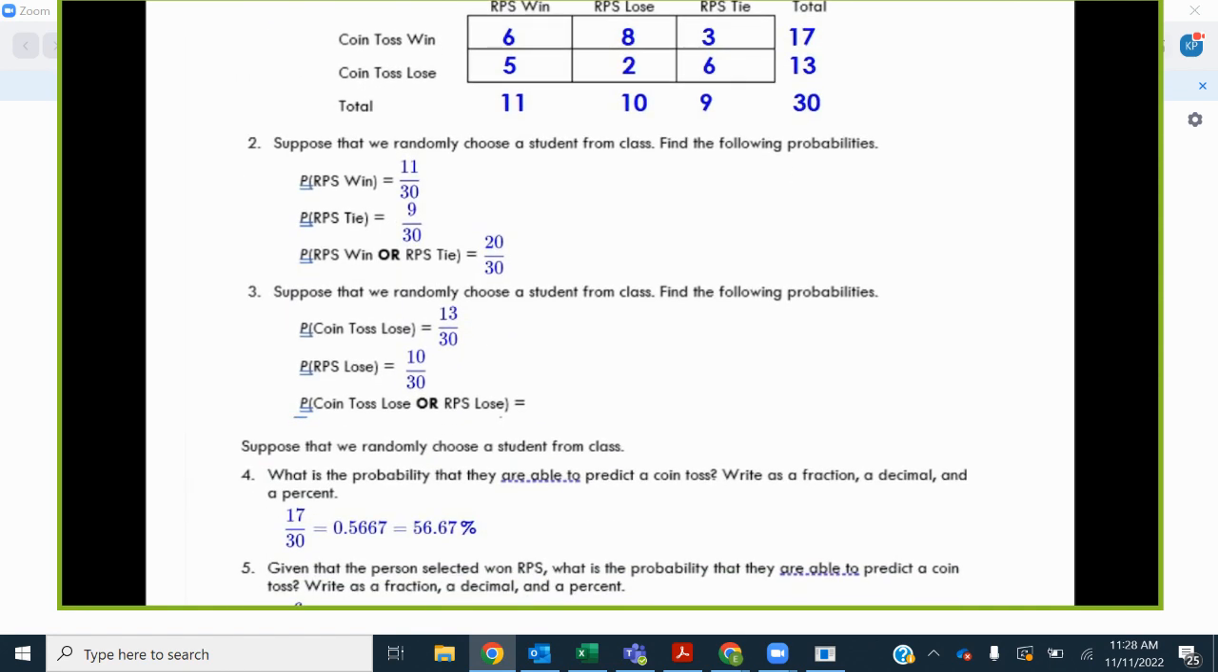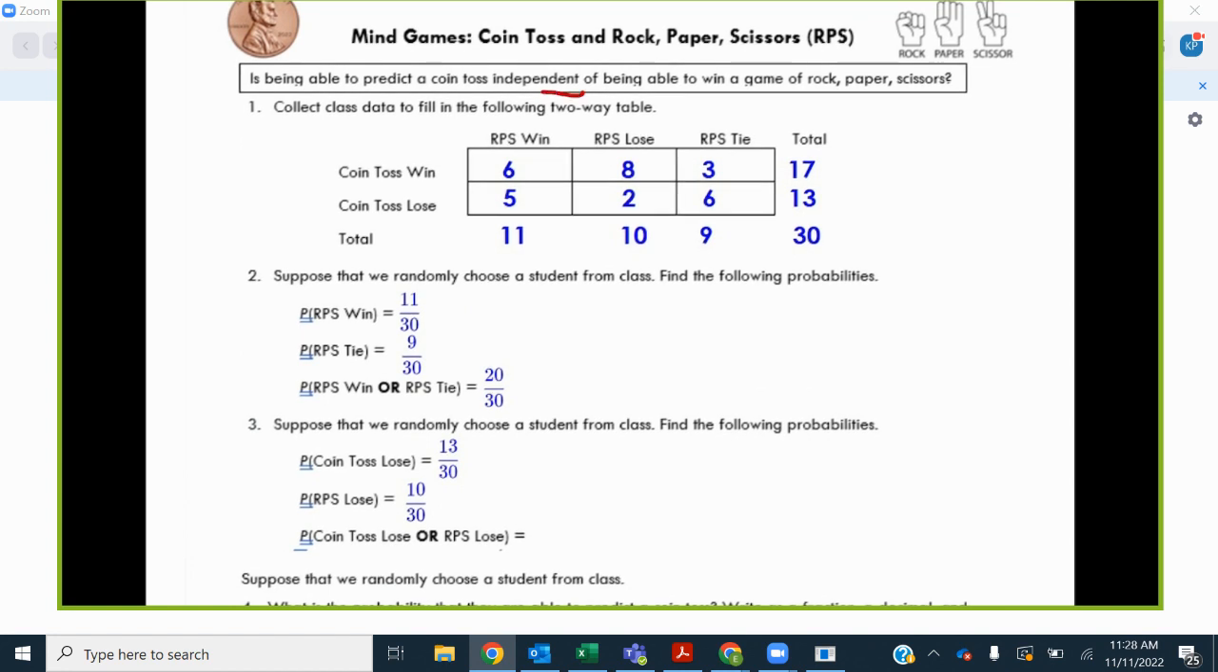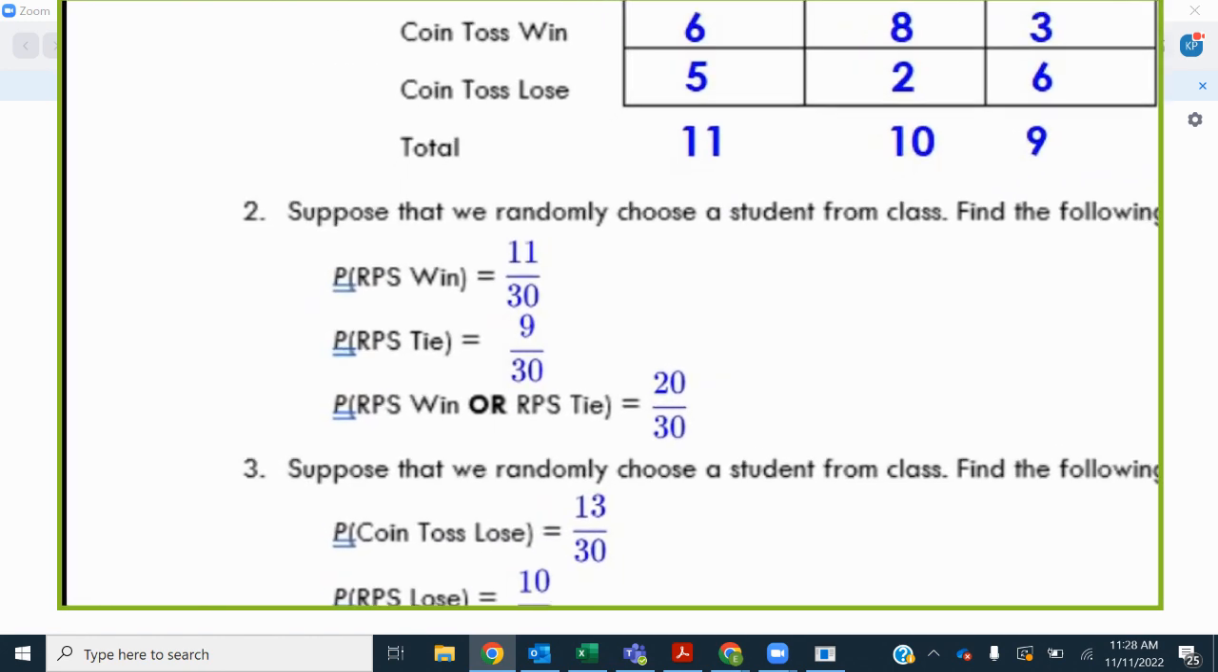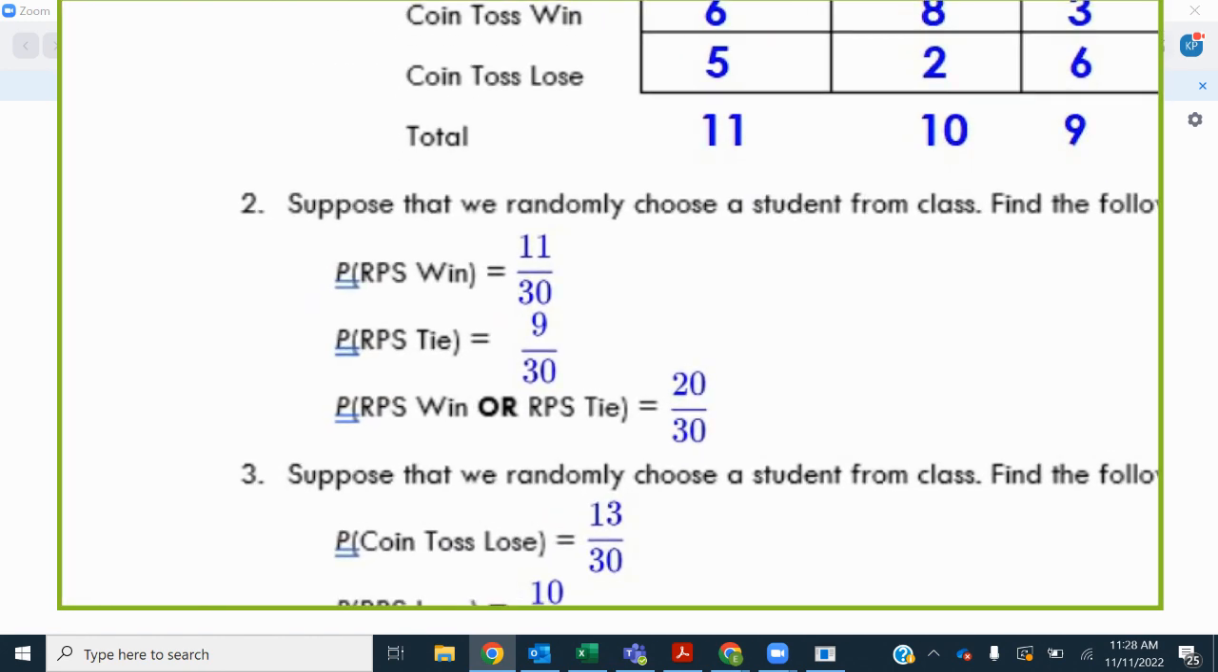All right, so to start off with number 2, first of all, we know we have a two-way table right here. This is a two-way table. So it's got 2 different variables that we're looking at, rock, paper, scissors, and coin toss. So suppose that we randomly chose a student from the class, find the following probabilities: rock, paper, scissors win, rock, paper, scissors tie, and rock, paper, scissors win or tie.